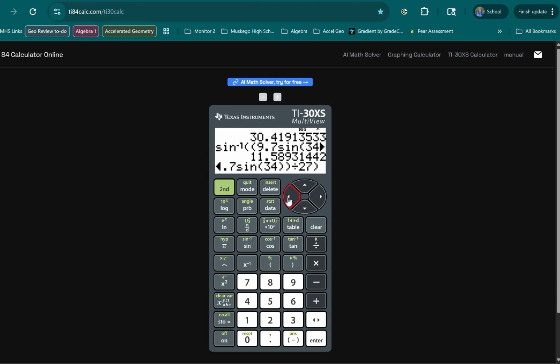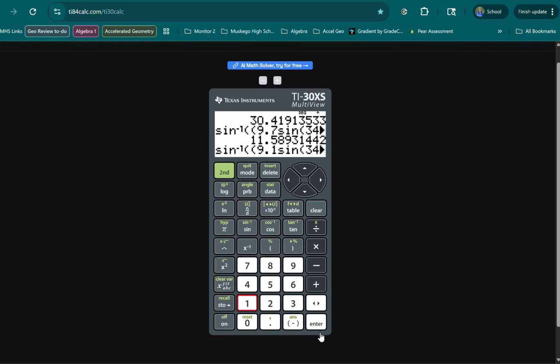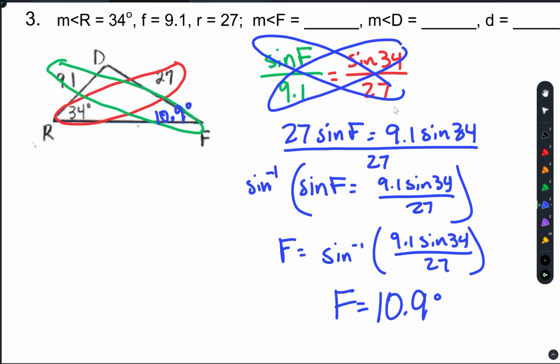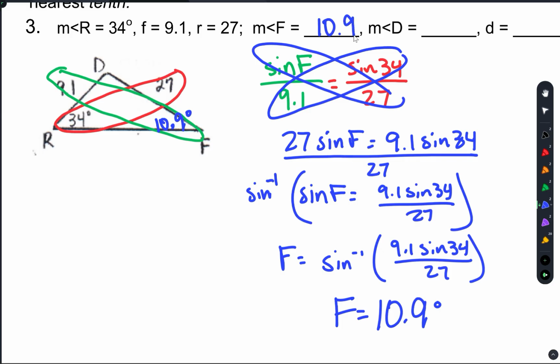Did I type something in wrong? Oh, I think I put 9.7. What did I put over here? 9.7, 9.1. There we go. That's better. 10.9. Questions on that? Everybody got 10.9? Okay. So that's this part right here.